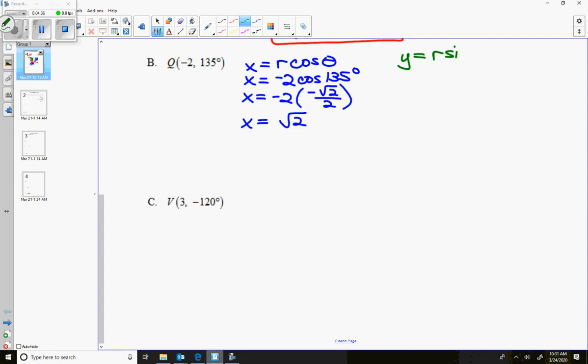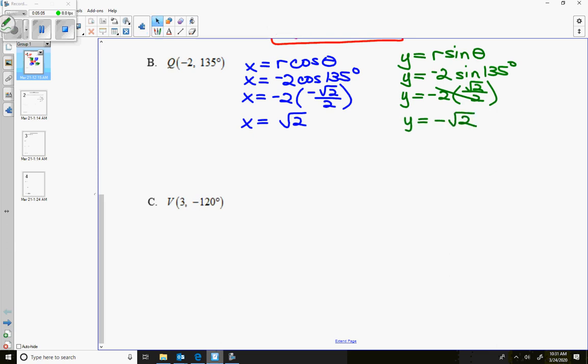Now let's find y. So what is the sine of 135 degrees? Positive square root of 2 over 2. Again, the 2's here cancel. So it's just going to leave us with negative square root of 2. And again, once you have your x and your y, write your answer.